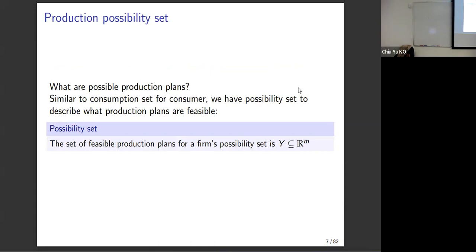Here we have a set of feasible production plans. That is the production possibility set, right? That means that this is a technology that has restrictions, right? Compared to the consumer, he can consume whatever he can consume, right? We don't assume that there's some limitation on how you can consume, right? But for the firm, this is a real possibility, right? I mean, how much you can produce is determined by how good is your machine, how good is technology. So this set Y is an important constraint, okay?